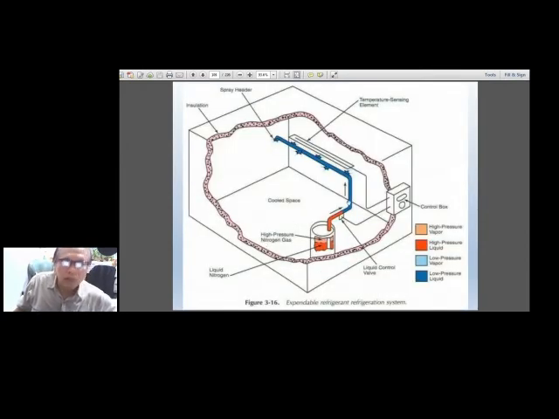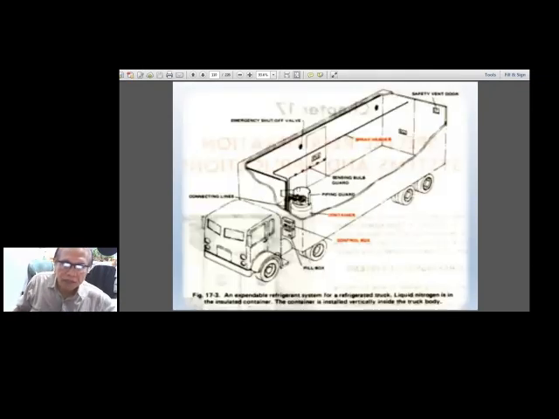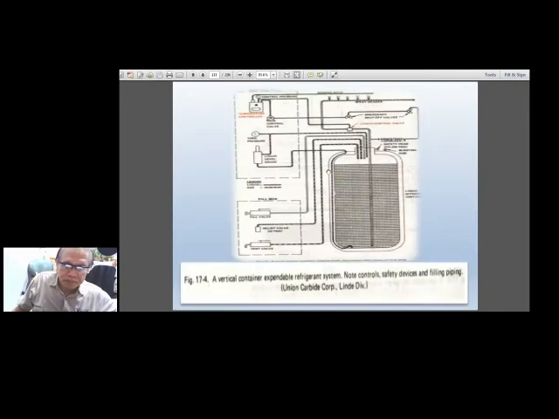Yan, so kadalasan sa shipping ginagamit yan. So, pati dito sa mga refrigerated vans. Okay.